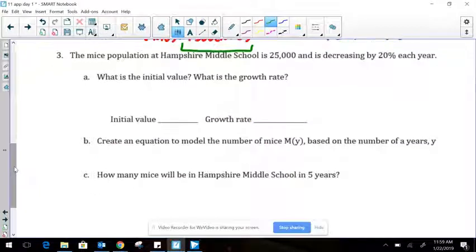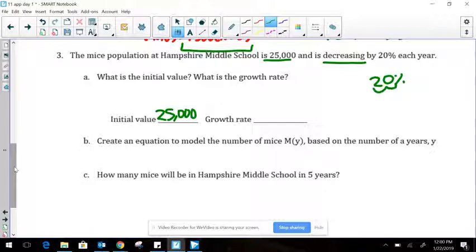Okay, then we have one that's decreasing. It's similar, but I'm going to show you how to find your growth rate when it's decreasing. All right, oh dear, we have 25,000 mice. Yikes. All right, and 20%.